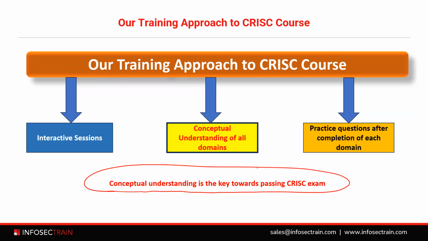And also, let me add something here. We saw 4 domains. Each domain has a specific weightage, and domain 3 has a weightage of 32%, which is the highest one. If you calculate the number of questions that will be asked from domain 3, it's around 48 questions, only for domain 3.